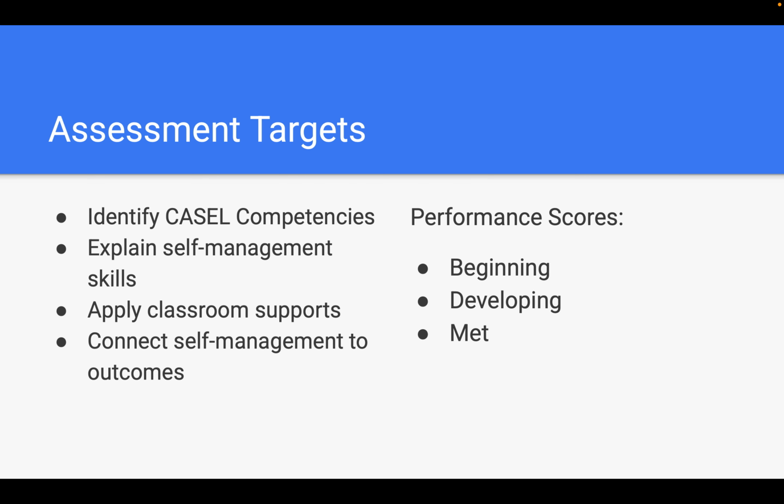The assessment system focused on 4 learning targets. Participants were expected to identify CASEL competencies, explain self-management skills, apply classroom supports, and connect self-management practices to student outcomes. Participant performance was categorized using 3 scores: beginning, developing, and met. These categories provided a clear framework for evaluating learning and tracking participant progress across multiple assessments.